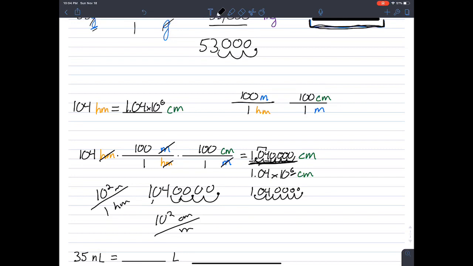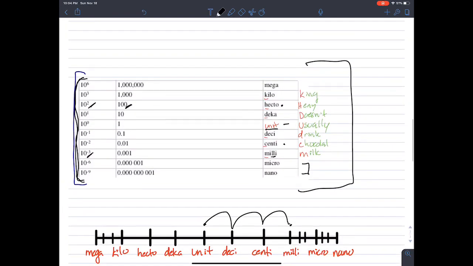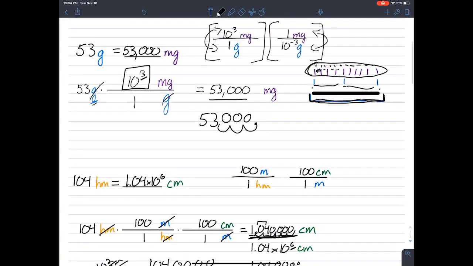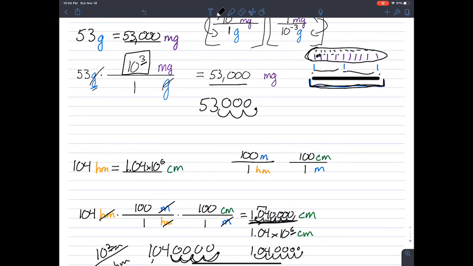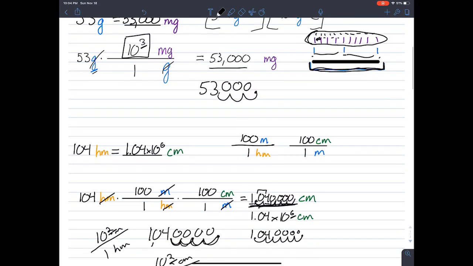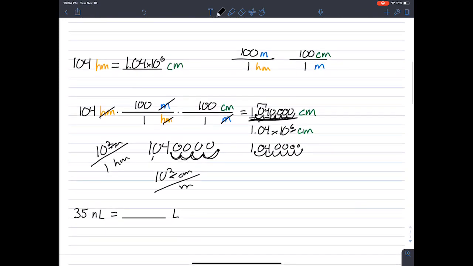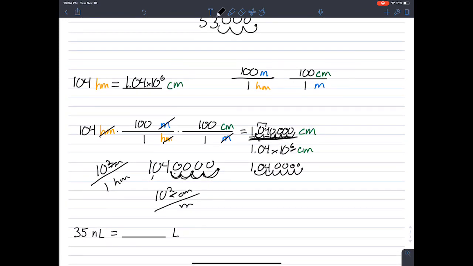So you move your decimal however many places this tells you to. Okay, I always liked the decimal moving way better in high school because I thought it was easier, but the conversion factor way gives you a lot more structure, and it's cleaner and safer, I'd say, than trying to guess, especially when you're doing something like from hectometers to centimeters and you have to go so far.